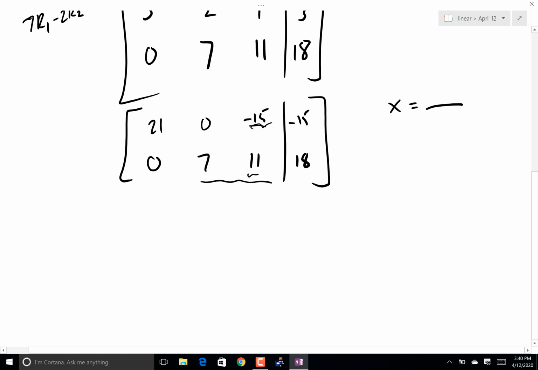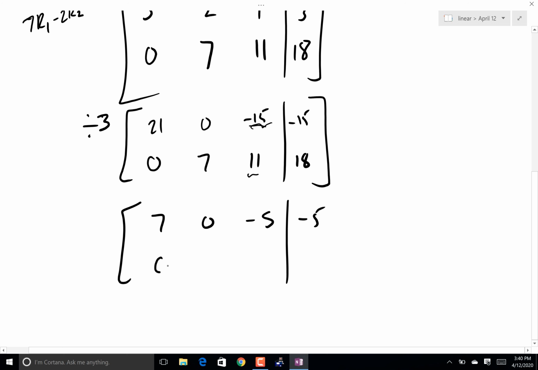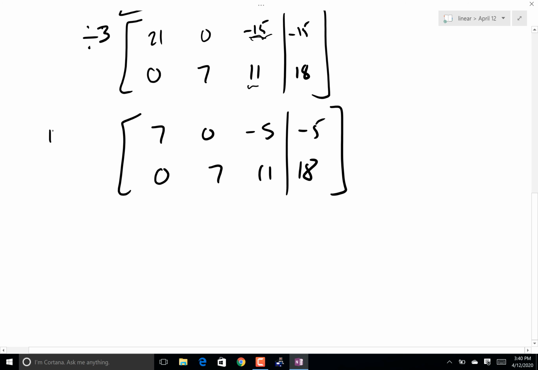Okay? So in this situation here, and this is just gross. I don't want to do this, but I have to because I'm the teacher. Oh, wait. It's not so bad. Let's divide by 3, top and bottom, shall we? So it's going to be 7, 0, negative 5, negative 5. That's nicer. It's not pretty, but it's nicer. All right, now let's take 11 R1s, minus 5 R2s. And let's just see what happens, shall we?